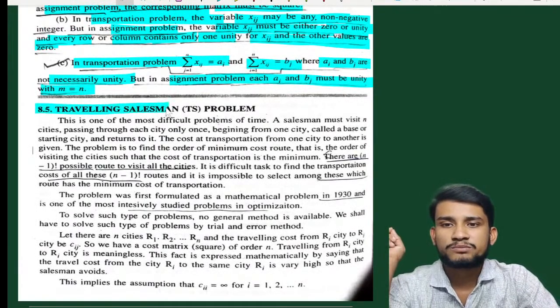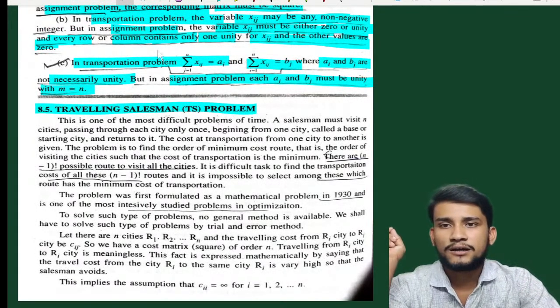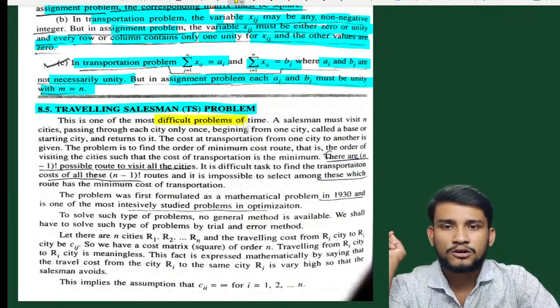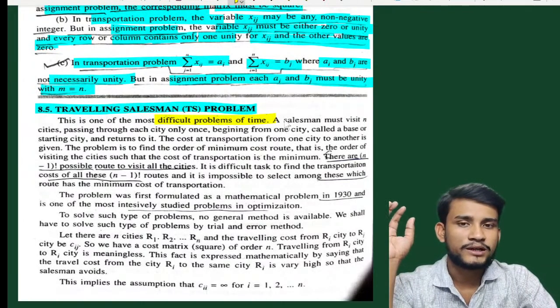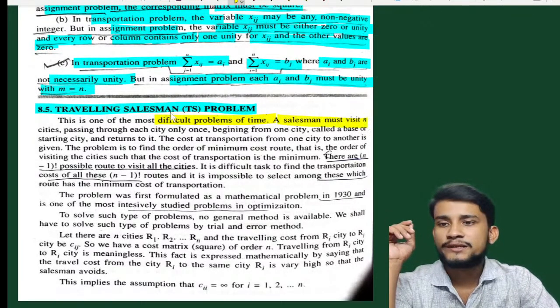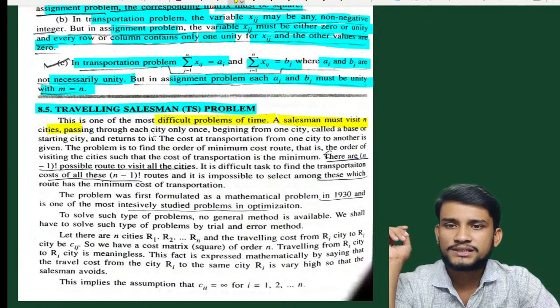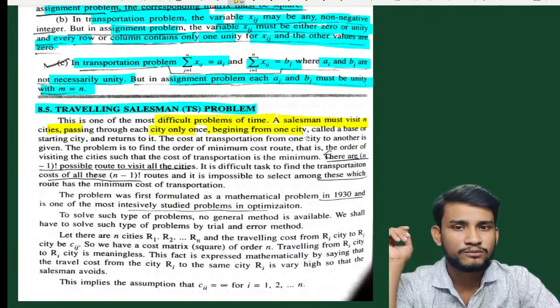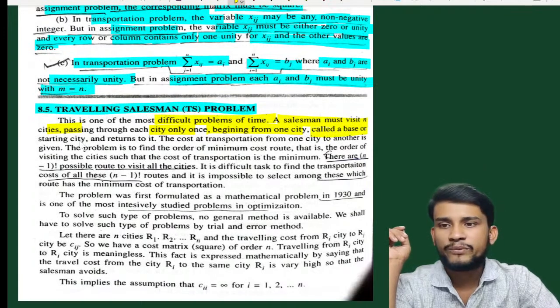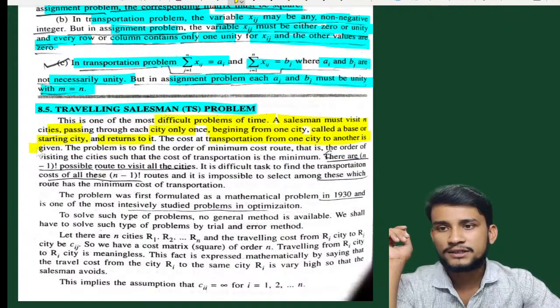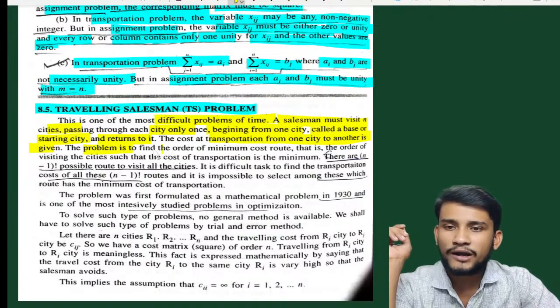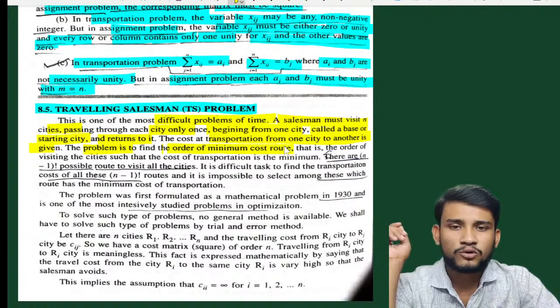So the traveling salesman problem is one type of difficult problem. Here, a salesman must visit n cities, passing through each city only once, beginning from one city called the base or starting city, and return to it. The cost of transportation from one city to another is given. The problem is to find the order with the minimum cost, the minimum route.